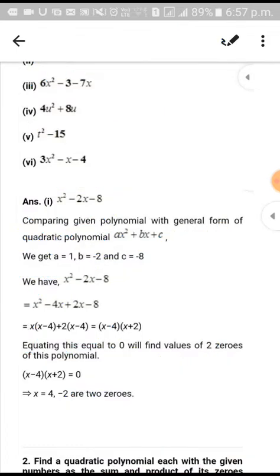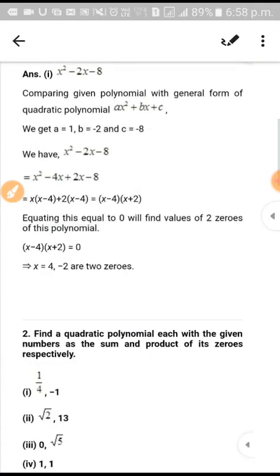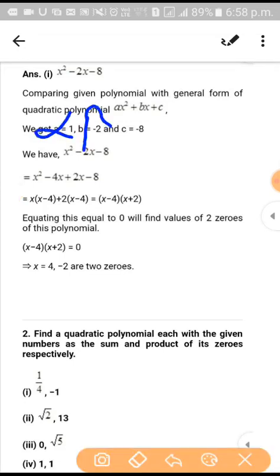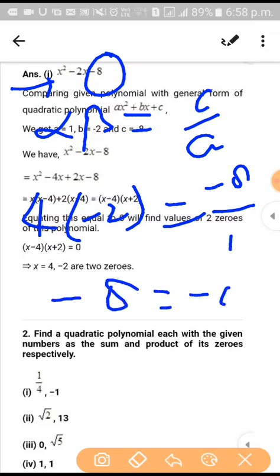Now for multiplication, we know alpha multiplied by beta is equal to c upon a. Alpha is 4, beta is minus 2. C means the constant term, that is minus 8, and a means the coefficient of x square, that is 1. So 4 into minus 2 is minus 8, which is equal to minus 8.